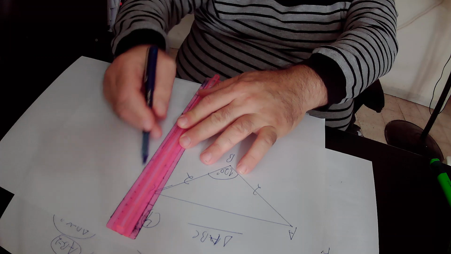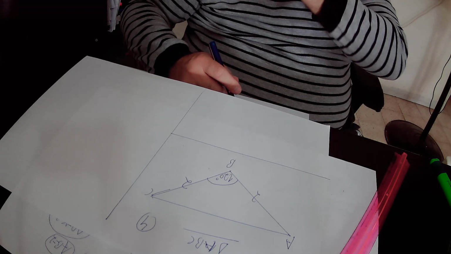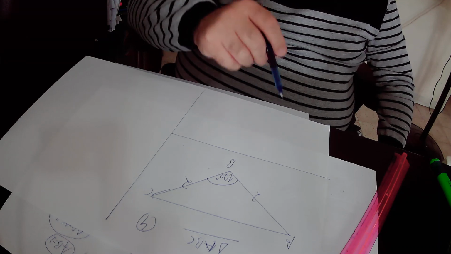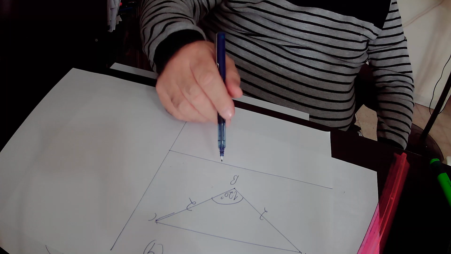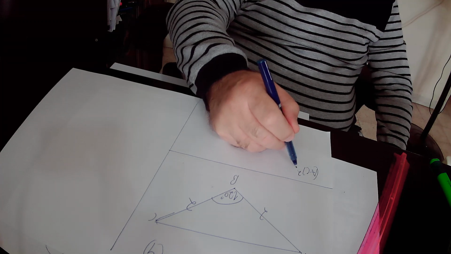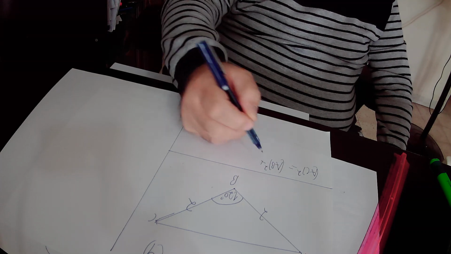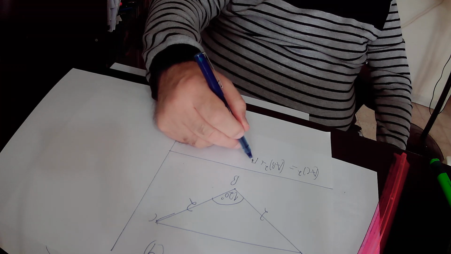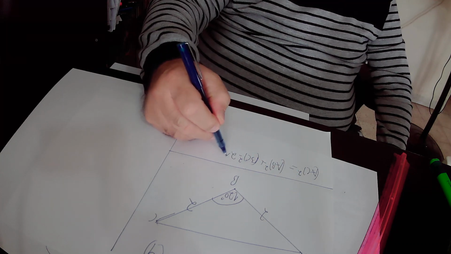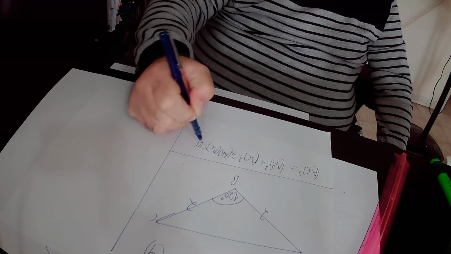So we implement here the law of cosines. According to the law of cosines, here we find the length of side AC by implementing in this triangle ABC the law of cosines. So according to the law of cosines, AC squared equals AB squared plus BC squared minus 2 times AB times BC times cosine 120 degrees.